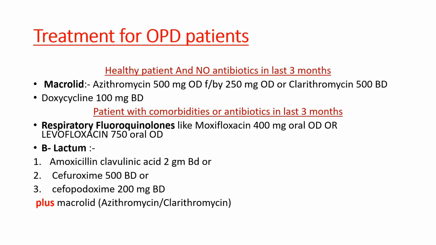We can give the beta-lactam group, which includes Augmentin, which means amoxicillin plus clavulanic acid. The dose is 2 gram BD, or we can give cefuroxime 500 mg BD or cefpodoxime 200 mg BD. Along with the beta-lactam, we have to give a macrolide, meaning azithromycin or clarithromycin.